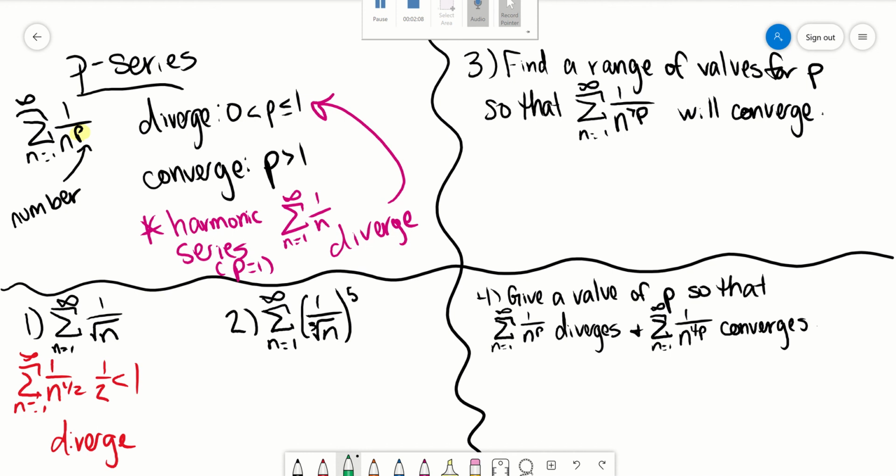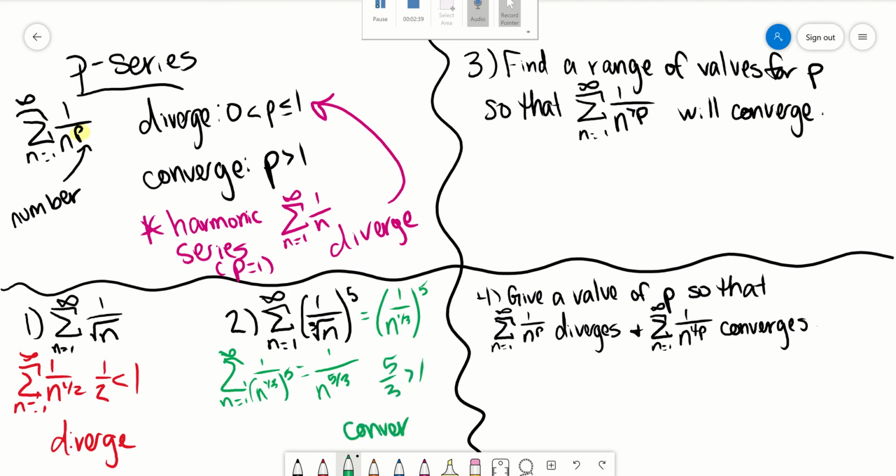Now, it looks a little weird on number 2, but when we do some rewriting, that would just be 1 over n to the 1/3 to the 5th. Since you have that power on the outside, it gets distributed to both things on the inside. So 1 to the 5th is just 1. When you have n to the 1/3 to the 5th, power to a power means you multiply. So 1/3 times 5 would give us 5/3. 5/3 is greater than 1, so it's going to converge. Something like this is when a p-series gets a little more difficult, when you have to do a little bit of algebra to simplify it to make it look more right.